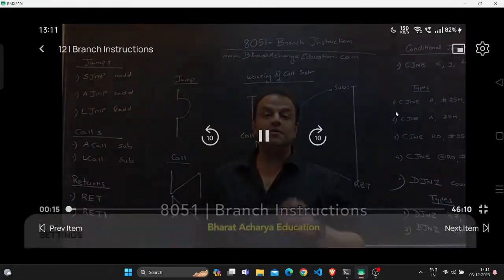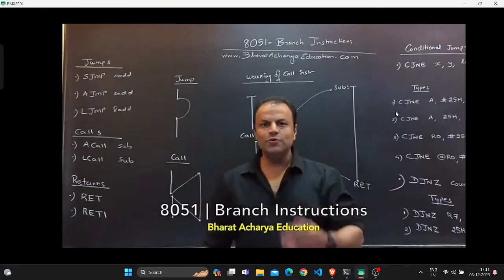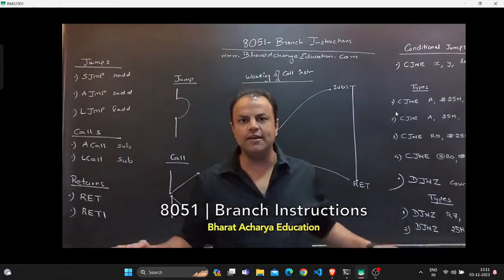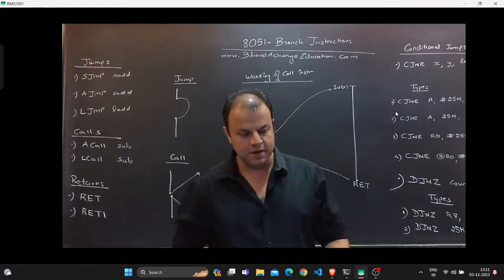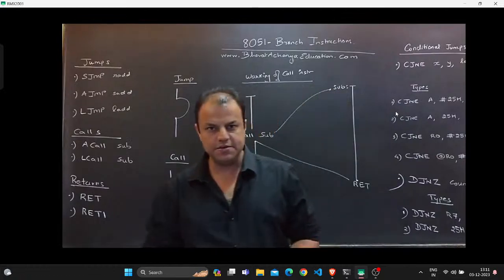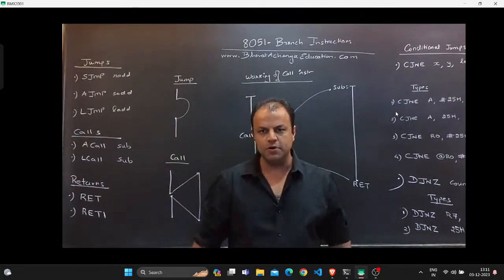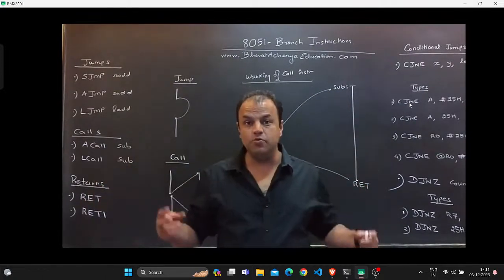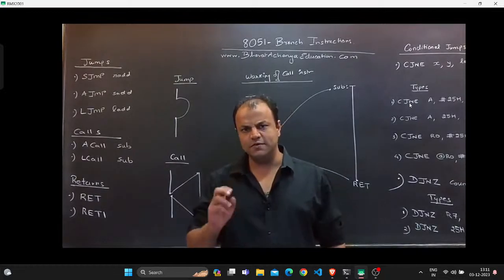So in today's video, we're going to learn branch instructions of 8051. We've been doing the whole instruction set of 8051. I've told you there are 111 instructions. One by one, we've been covering all of them. So you've seen data transfer instructions, arithmetic instructions, logic instructions, Boolean instructions, and bit operations. And now the very big group called branch instruction. It has 21 different instructions.